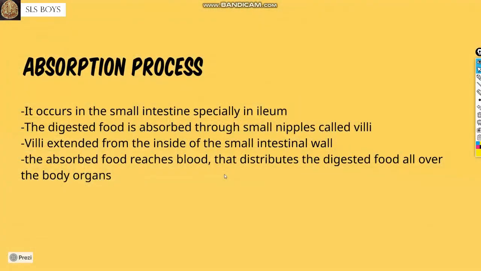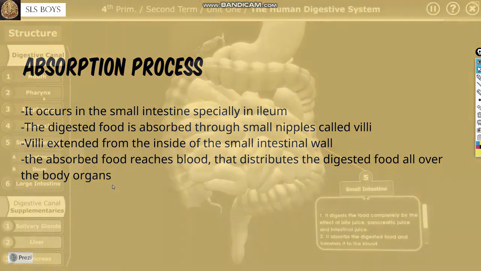So, explaining the absorption process again, because it's an important process in our digestion. It occurs in the small intestine, especially in the ileum. The digested food is absorbed through small nipples called villi. Villi extend from the inside of the small intestine wall. The absorbed food reaches the blood, which distributes the digested food all over the body organs. And as we learned, blood transport is the function of the circulatory system.